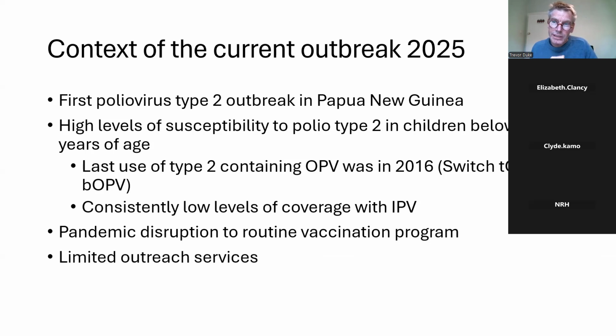There's lots of reasons why polio vaccination coverage has been low in PNG. I think one of them is the confusion related to the switch that occurred. It was a bit confusing to health workers to go from TOPV to BOPV and adding IPV. I think that caused some confusion. And then, of course, there was the pandemic disruption to routine vaccination programs at exactly the time that we needed to increase the level of coverage for this new vaccine schedule, and because of limited outreach services for which there are many causes.